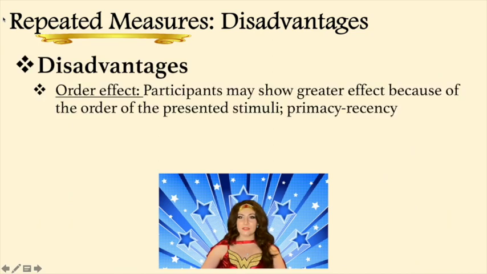The first disadvantage is called the order effect. Basically, this means that participants may show a greater effect because of the order of the presented stimuli. So basically things like primacy and recency. We know that primacy refers to the fact that people tend to react or remember information more prominently if it happens at the beginning, and recency if it happens at the end.